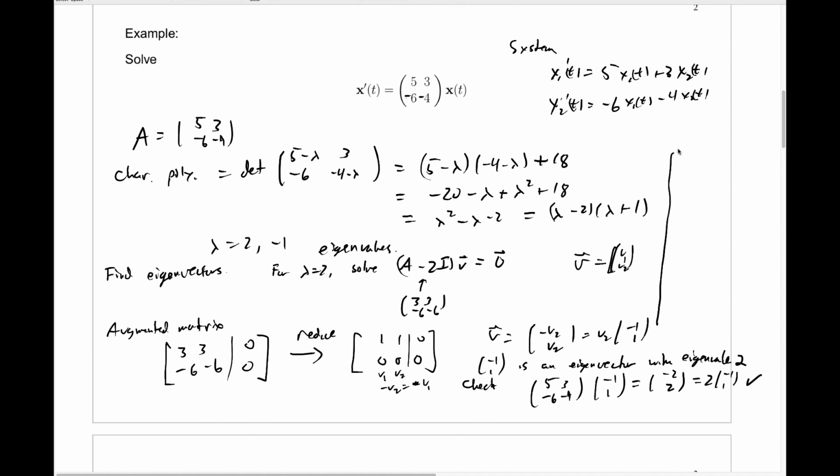We also need to find the eigenvectors for eigenvalue minus 1. I'll leave you to do the work there, and I'll just tell you that the vector minus 1, 2, and you can check this really quickly, probably in your head, is in fact an eigenvector for eigenvalue minus 1. And, in fact, it will be the only one.